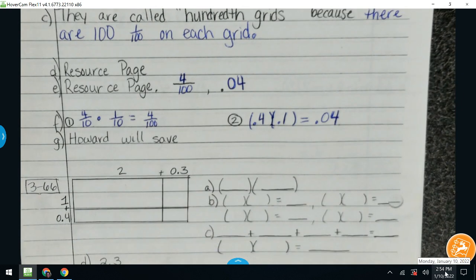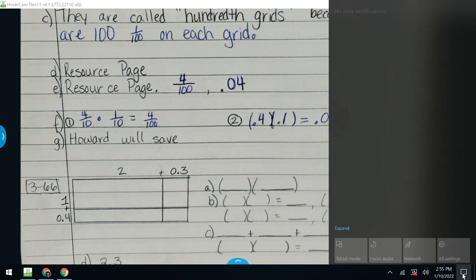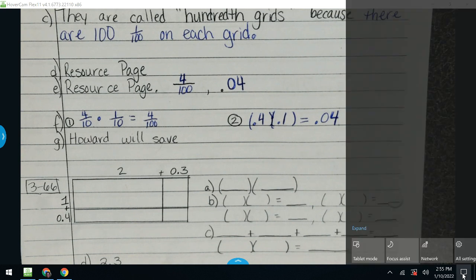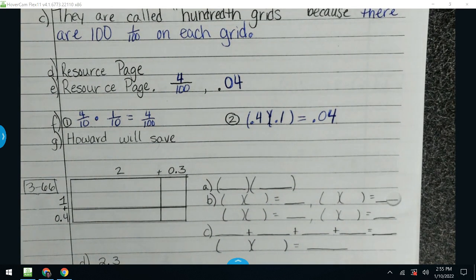Let me see if I can get this to do focus assist. Oops, that's not what I want. This one here. Focus. Oh, it says focus assist is on. All those emails are driving me crazy.